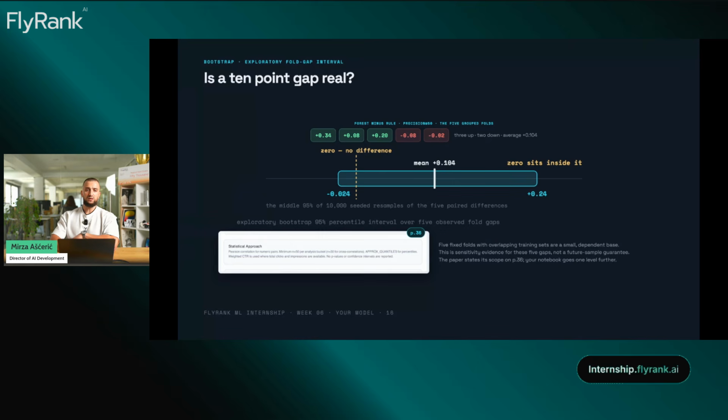How much can this average number change? We tried it 10,000 times by picking numbers again and again. We watched where the average landed. Most of the time, the average was between taking away 0.024 and adding 0.24. The number 0 is inside this. And this means the difference might not be real. 3 times one score was better, and 2 times the other score was better. So it's not always the same. These 5 groups of numbers are small and connected. We should use this to understand these numbers, not to promise what will happen next time.